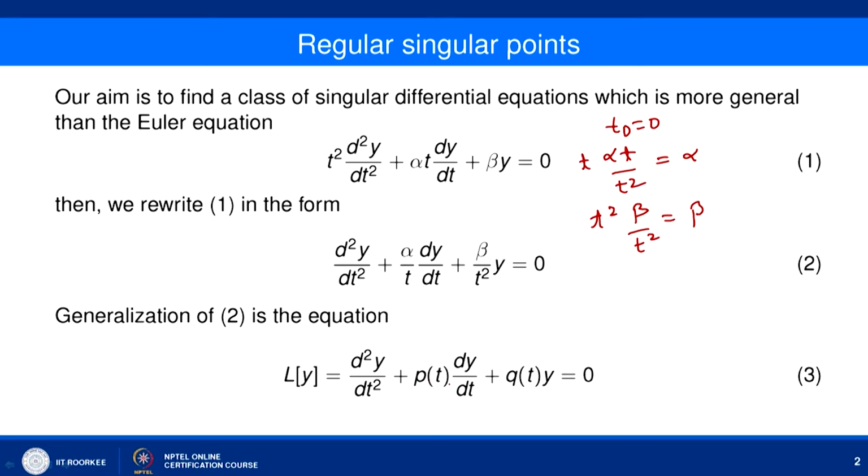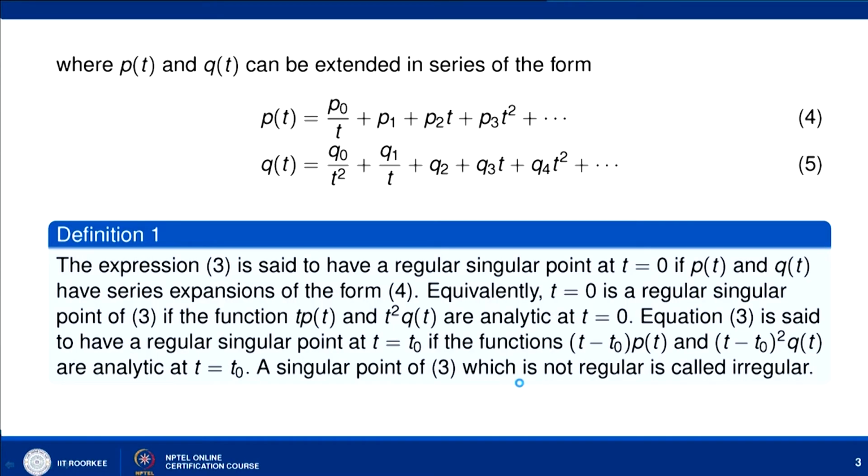Here pt and qt can be generalized forms of alpha by t and beta by t square in the following way. pt is written as p naught by t plus p1 plus p2 t plus p3 t square and so on, so basically we are adding a power series in terms of t. And qt is q naught by t square plus q1 by t plus q2 plus q3 t plus q4 t square and so on. So pt and qt have this kind of series expansion.